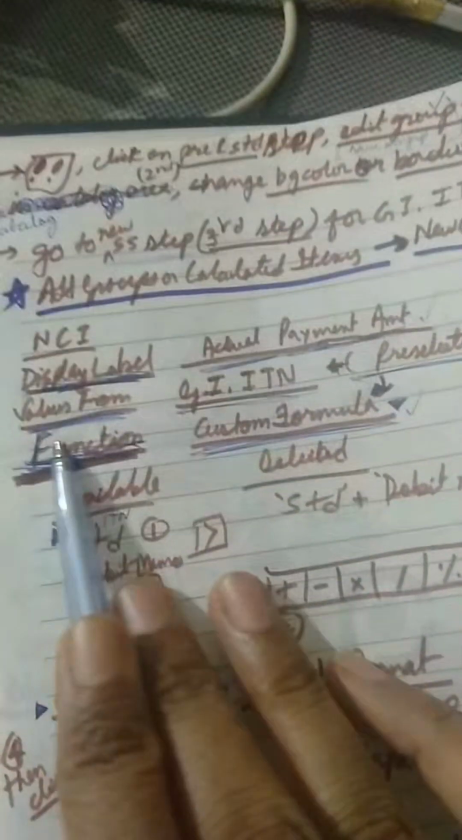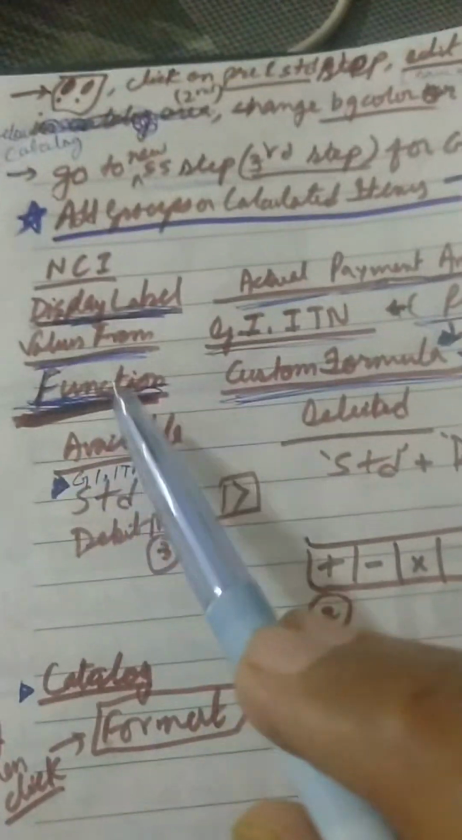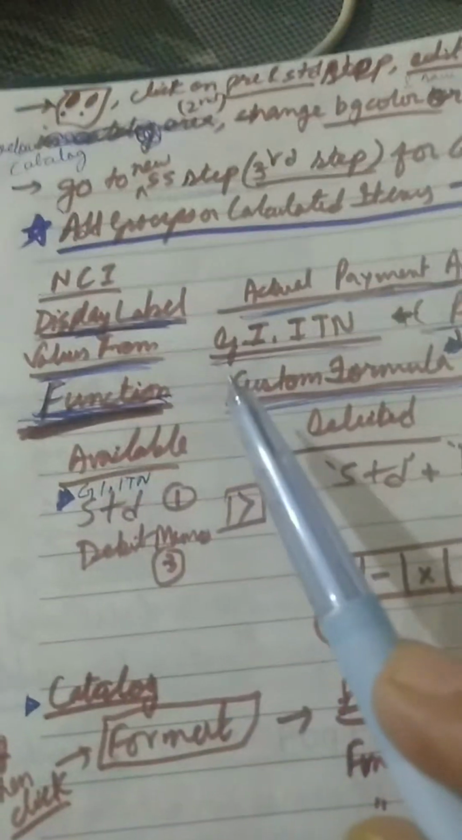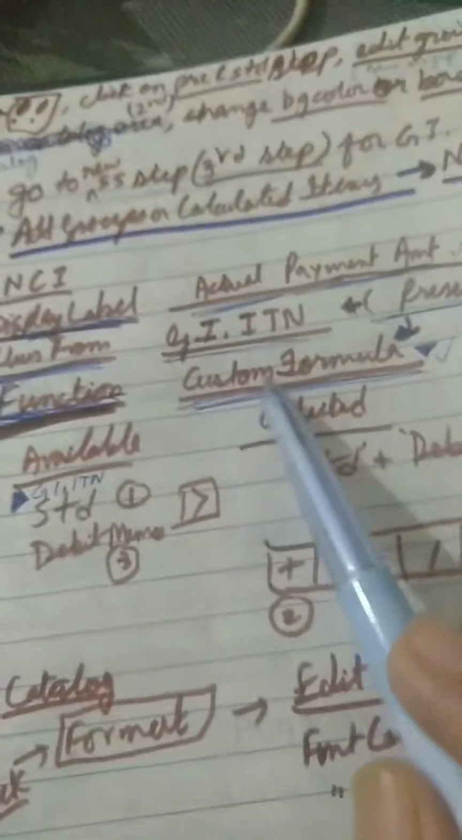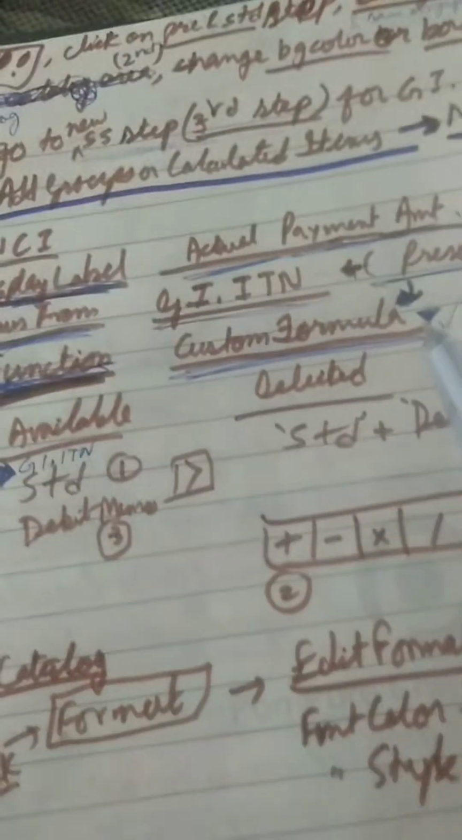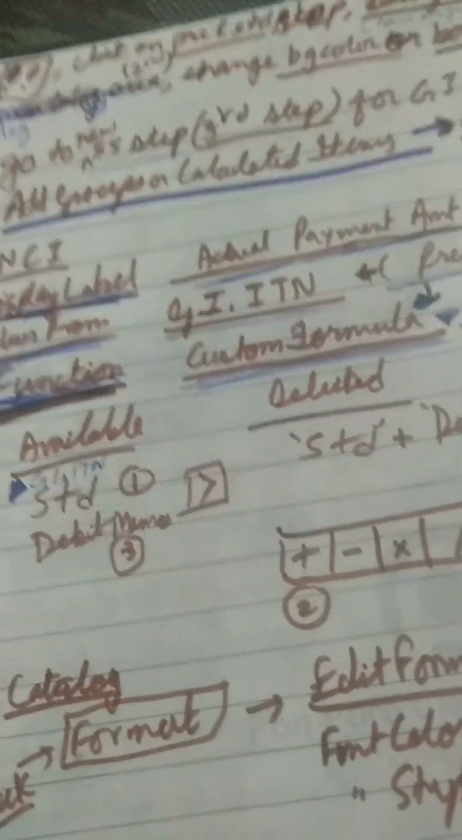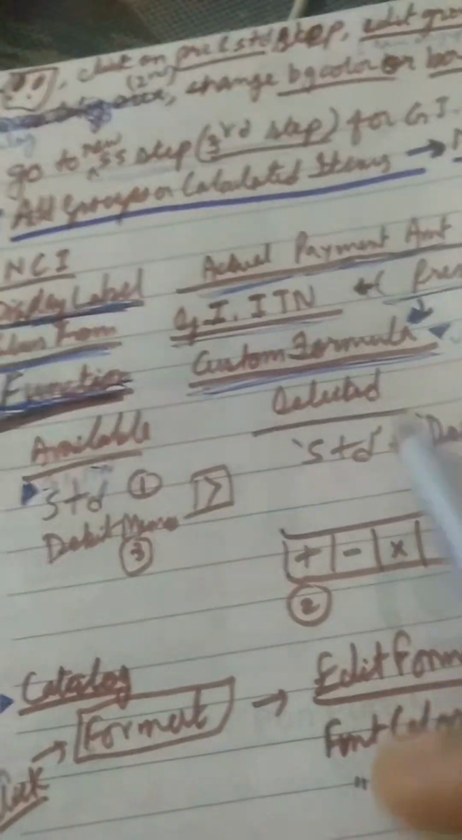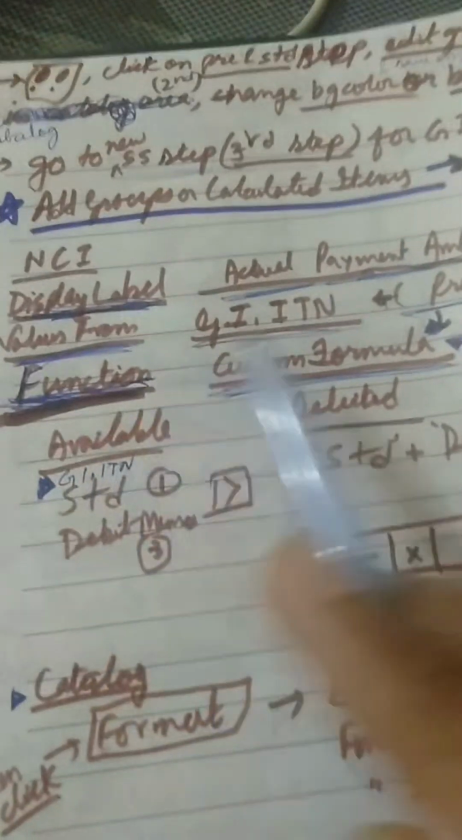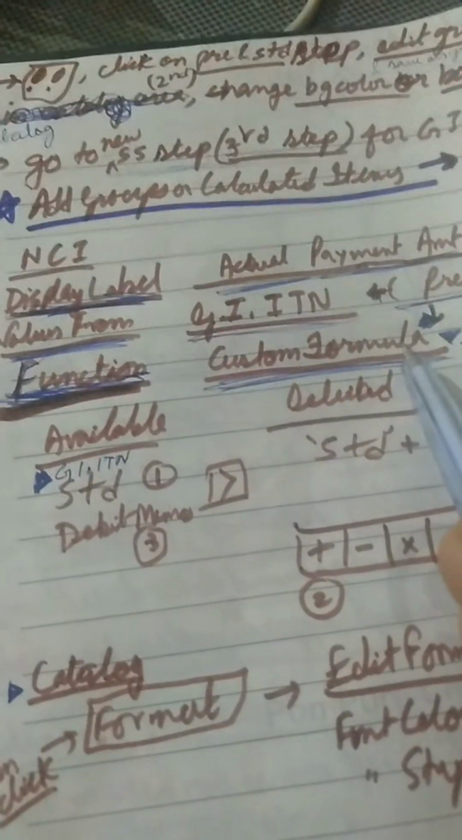The next thing is values from, again it will be auto selected. Now because I am doing a calculation, I have to make sure which function I am taking. So here you will have a function option. Here I am taking the function option as custom formula. Custom formula means I can do any kind of calculation here. So in the function, select custom formula.